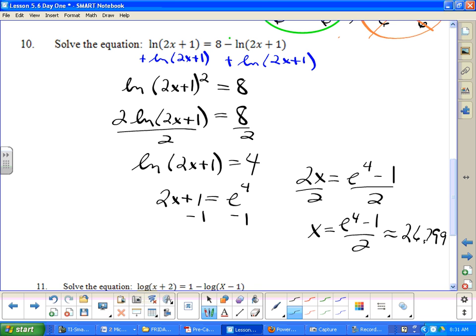So here we have the exact answer and the approximate answer. Because sometimes when you get into more advanced mathematics, they really don't care about the exact answer. They just want to know approximate answers, because anybody can put that in their calculator and find the answer. That's the point. So e to the 4th minus 1 over 2, which is approximately 26.799. You're still using 3 decimals when you do the approximation.